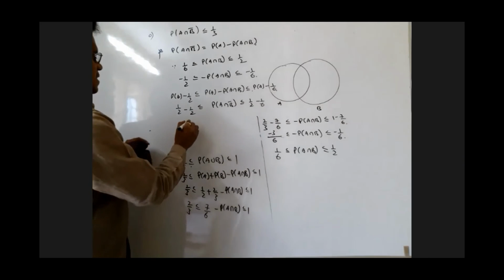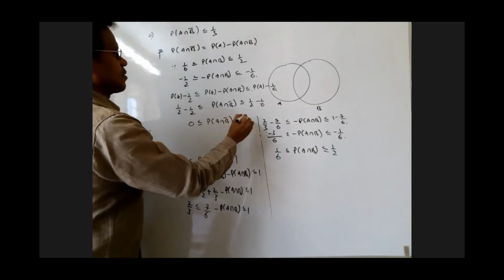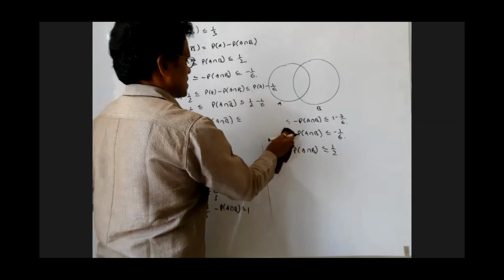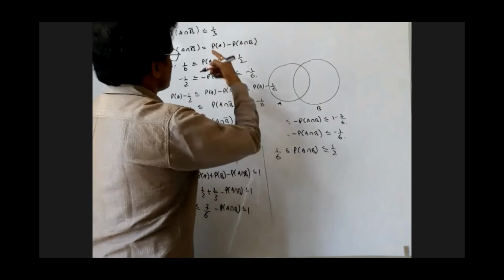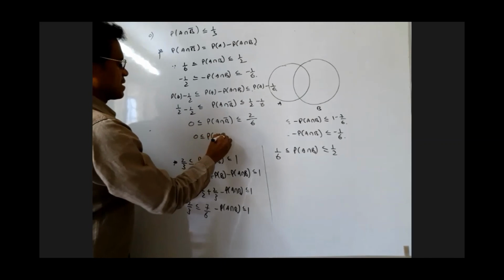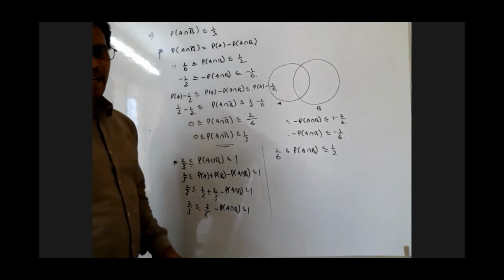So this is 0 is less than or equal to probability of A intersection B complement, which is less than or equal to... simplify this one here. How much? 1 by 2 minus 1 by 6, 6 is the LCM. 3 minus 1, 2. Yes, we got the answer. 0 is less than or equal to probability of A intersection B complement, which is less than or equal to 1 by 3. Yes, my dear, understood now.